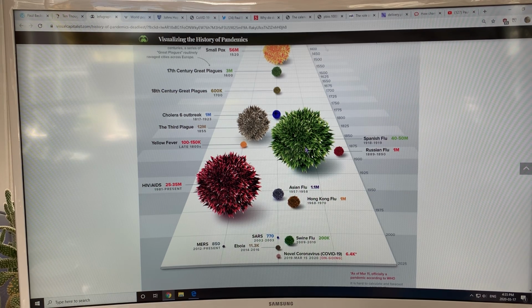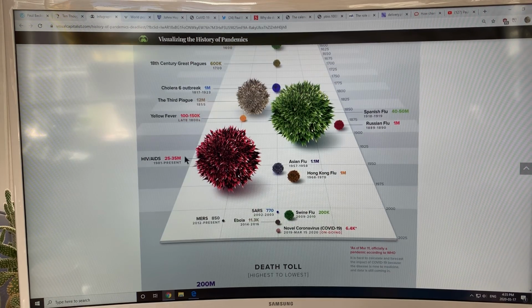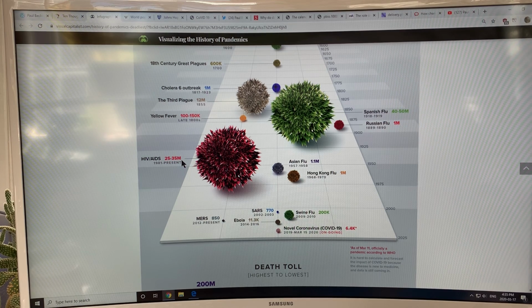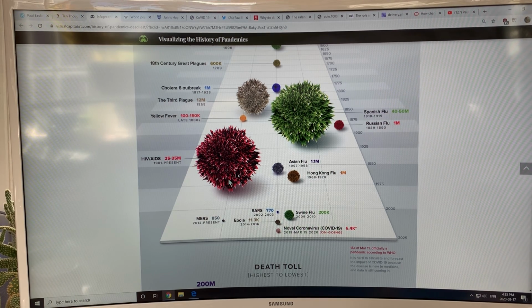Actually no, it's a lot smaller, 2.5%. Okay, 1.5 billion, 1,500 million divided by 50. So a couple percent. Russian flu, and we've got HIV. I'm surprised myself. I didn't realize HIV was 25 to 35 million. Huge numbers of people, spread from 1981 to present.